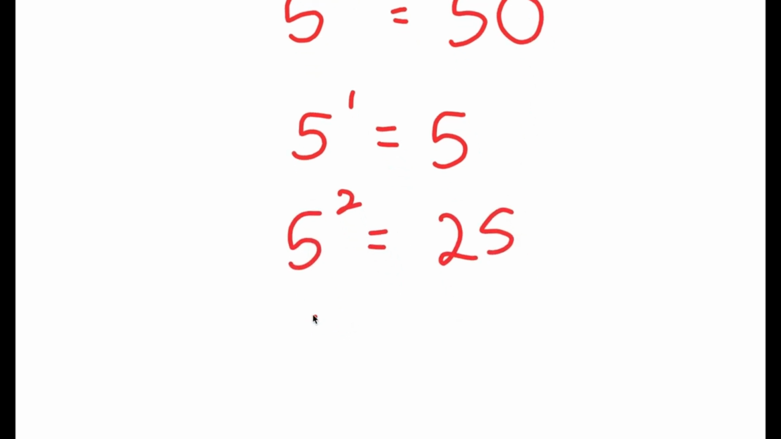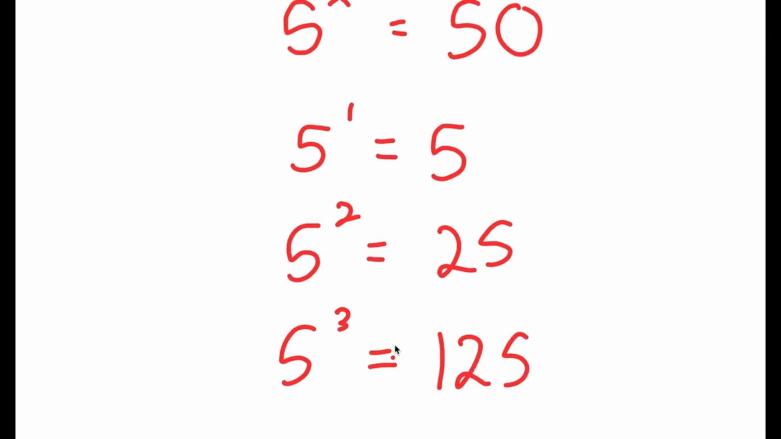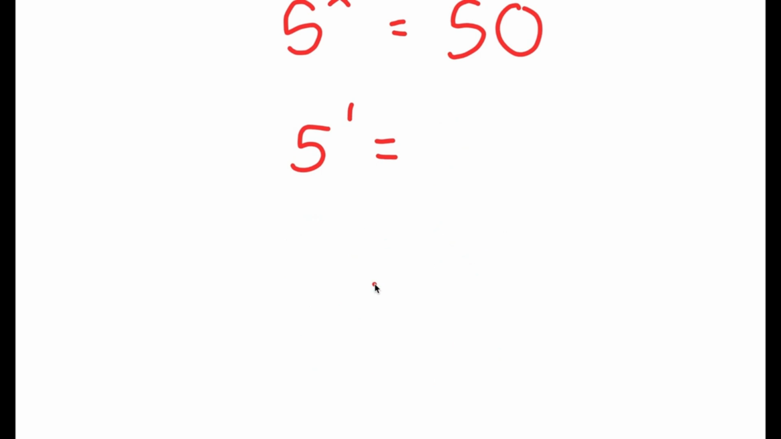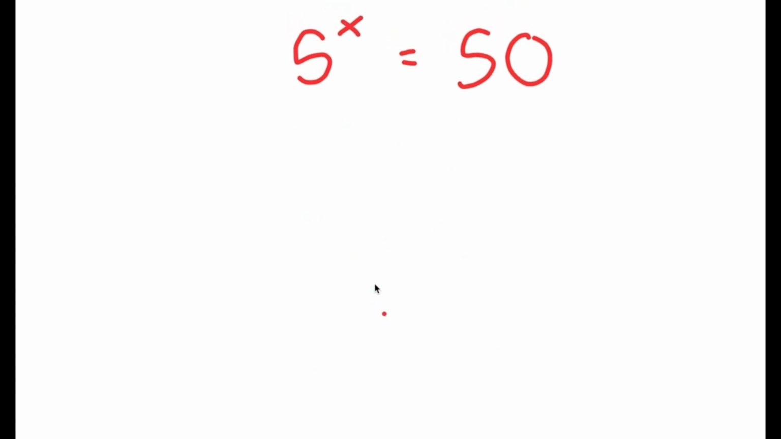Now if x equals 3, then I have 5 to the power of 3, which is 125, and this is way too high. So we know that the value of x is going to be somewhere in between 2 and 3, meaning it's going to be a decimal. So how are we going to find the exact value of x? Well, to start, we're going to be using logarithms.